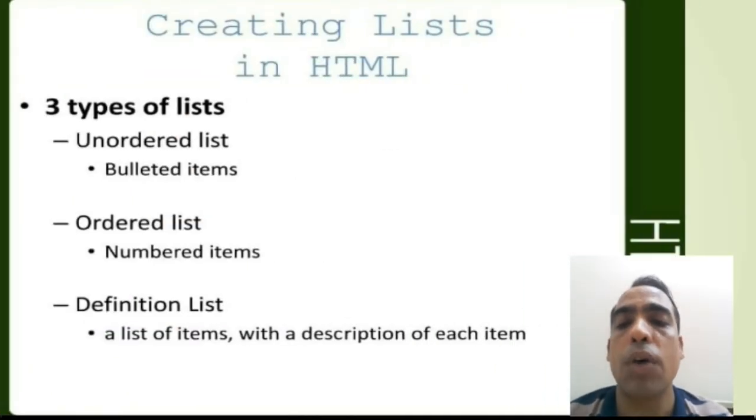Generally, there are three types of list in HTML. First, an unordered list, which is also called a bulleted list. Second is an ordered list, which is also called a numbered list. And third is a definition list.